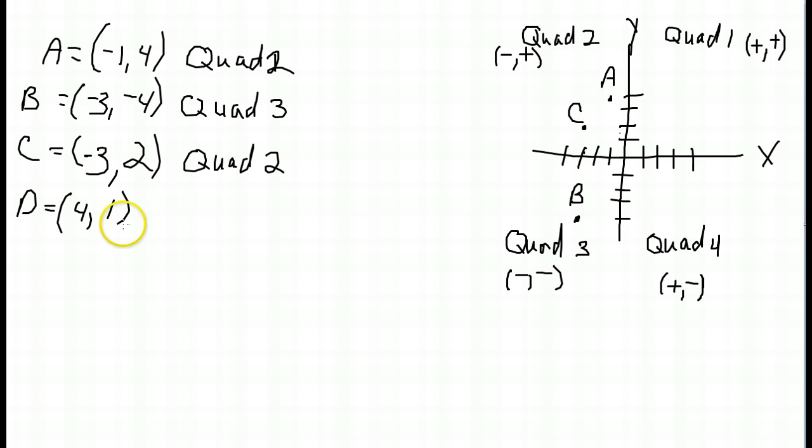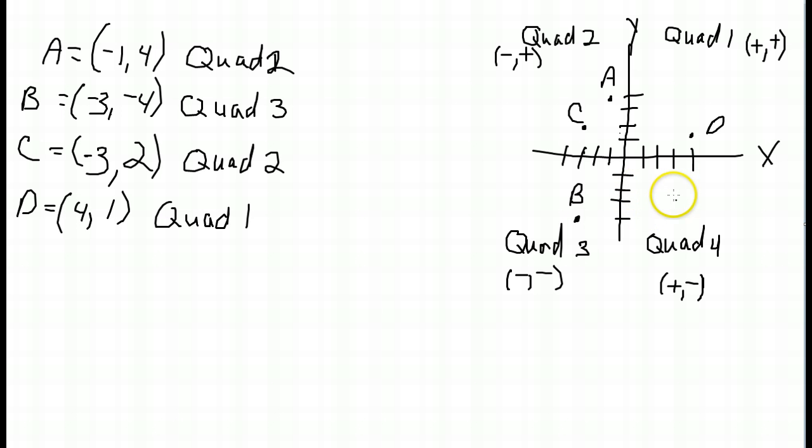Now point D, we have 4, 1. Both X and Y are positive, so we are in quadrant 1. So right 4, up 1, put a dot, and call it D.